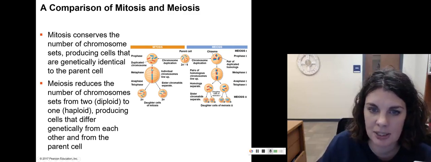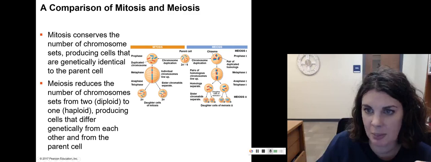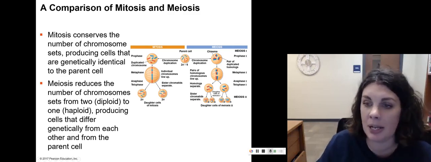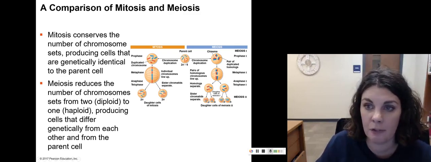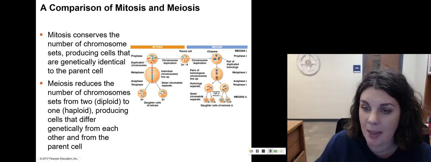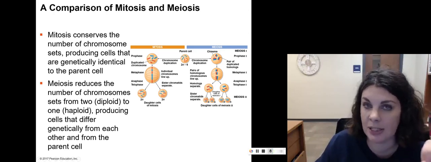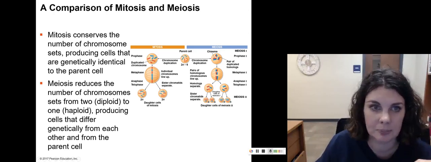So here you have a cell starting mitosis, and at the end you have 2 identical daughter cells. Here you have a cell starting meiosis. At the end you have 4 daughter cells, and they are each a unique combination of genes from that original cell, and they are each distinct from each other, and they are distinct from that original cell.